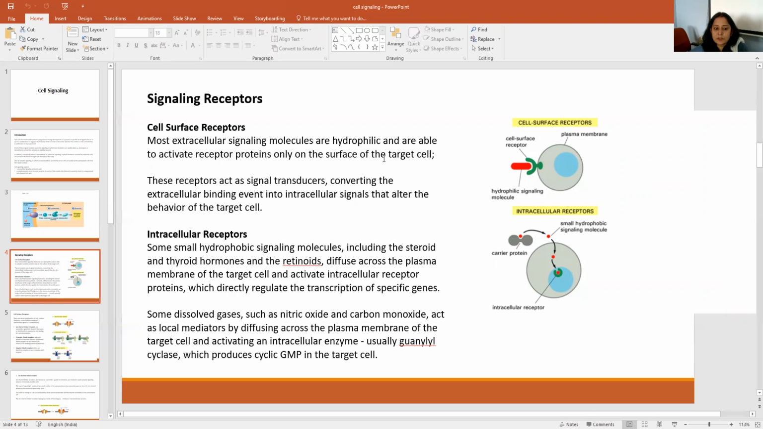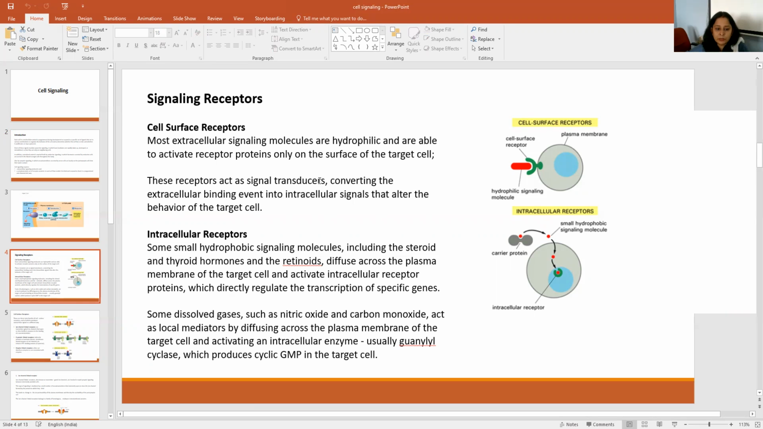Now, these receptors act as signal transducers, converting the extracellular binding event into intracellular signals, thus altering the behavior of the cell. Now, the next one is intracellular receptors. As the name suggests, these intracellular receptors are not present on the cell surface.